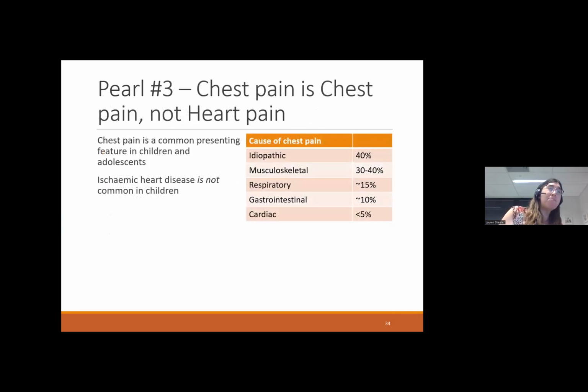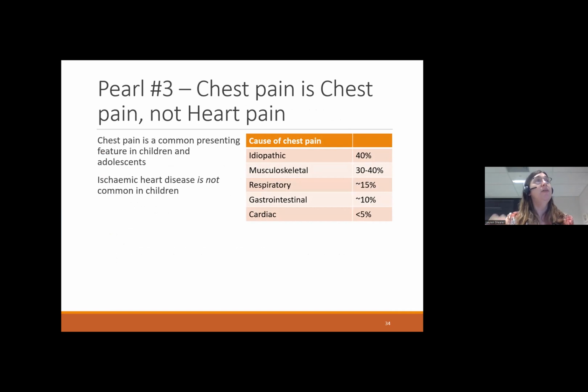Now, my third pearl today is chest pain is chest pain, not heart pain, particularly in children. And chest pain is a common presenting feature in children and adolescents, actually accounting for a large number of attendances to hospital for children and adolescents.